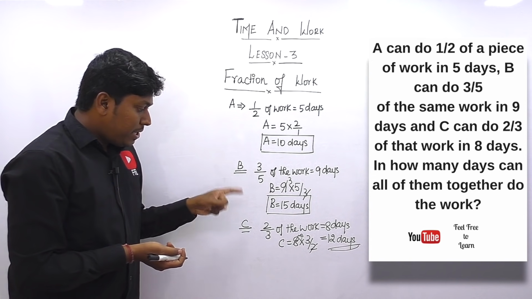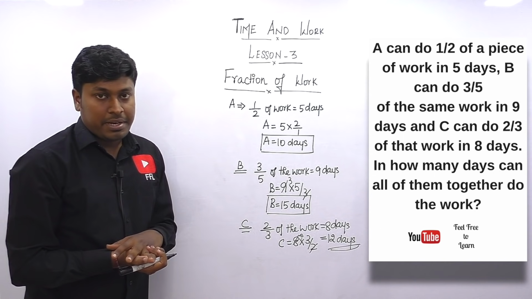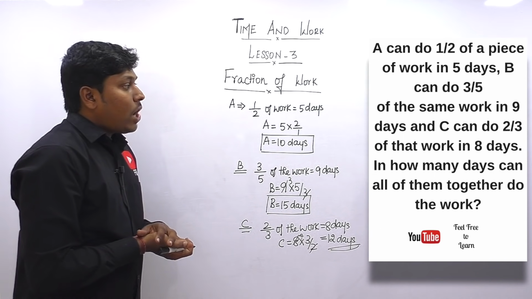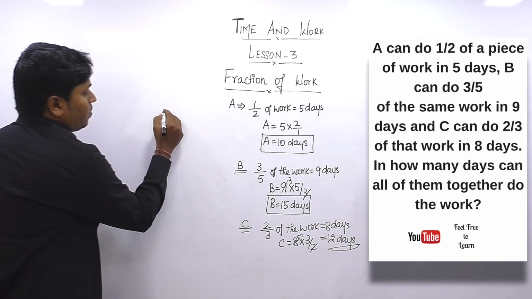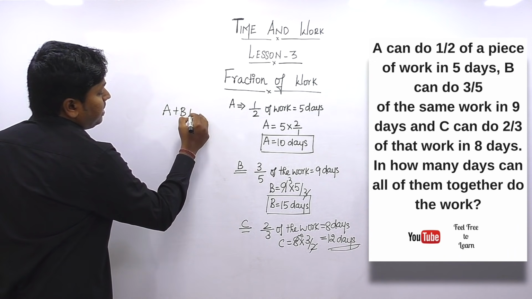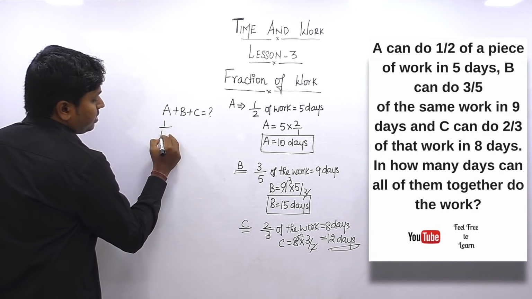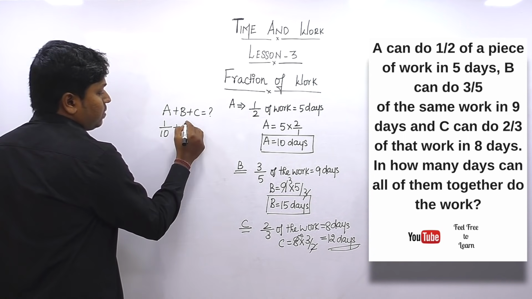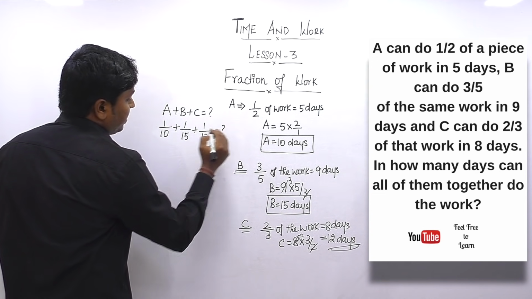complete a work, B alone takes 15 days to complete a work, and C alone takes 12 days to complete a work. But our target is to find in how many days they take if all of them are working together. That means we need to find A plus B plus C is equal to question. We know that A is equal to 1 by 10, that is 1 day work. Then B is equal to 1 by 15. Then C is equal to 1 by 12, is equal to question mark.